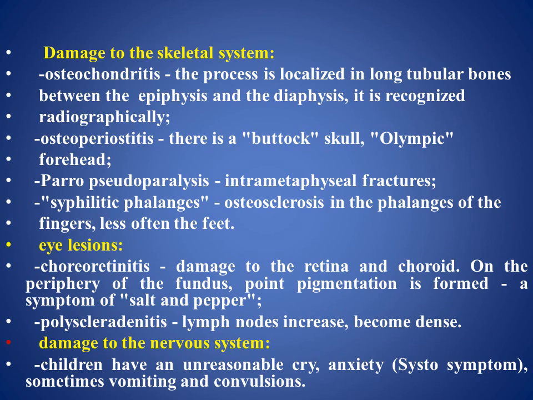Eye lesions: chorioretinitis, damage to the retina and choroid on the periphery of the fundus, point pigmentation is formed, a symptom of salt and pepper. Polyscleroadenitis: lymph nodes increase and become dense.